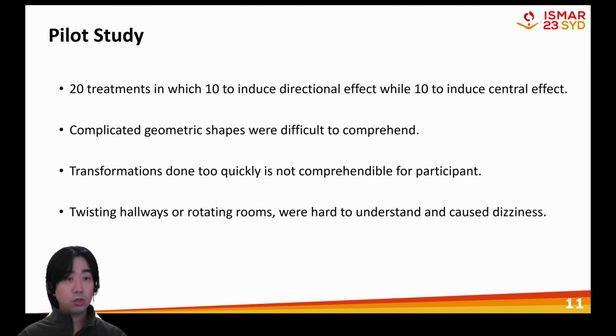We tested 20 distortion treatments in our pilot study, 10 to induce directional effect while 10 to induce central effect. However, we found that some of these treatments were not as effective as others. Participants provided feedback indicating that transformations done too quickly or with complicated geometric shapes were difficult to comprehend. Additionally, participants expressed that geometric transformations such as twisting hallways or rotating rooms were hard to understand and caused dizziness. We observed that distortion occurring too quickly makes people stall and move less. With user feedback, we adjusted speed and geometric configuration for the main study.